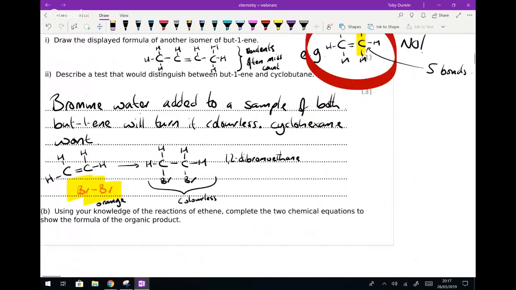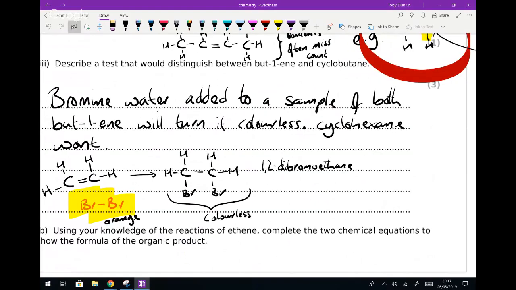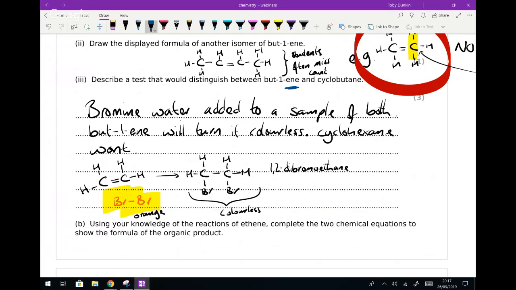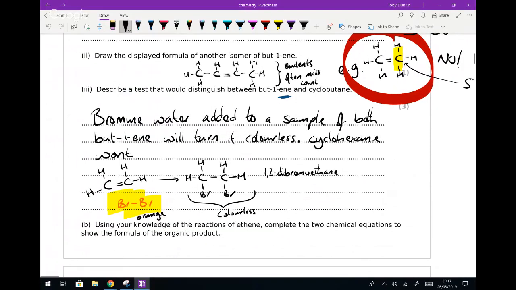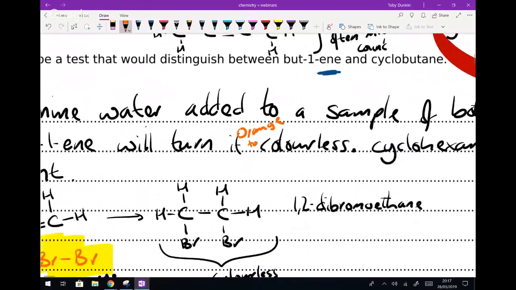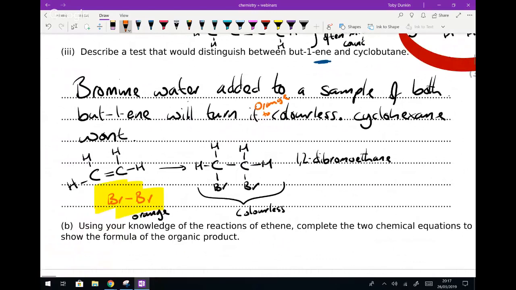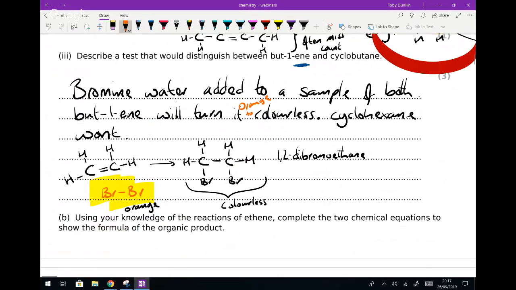Next. Describe the test to distinguish between but-1-ene and cyclohexane. Well, this is the test for the ene family. I'm going to add bromine water to a sample of both, and it will turn the but-1-ene from orange to colorless, and cyclohexane won't. By the way, I've missed something there, which is you always have to state the color before as well. So it turns from orange to colorless. That's what it's going to do for the bromine water.